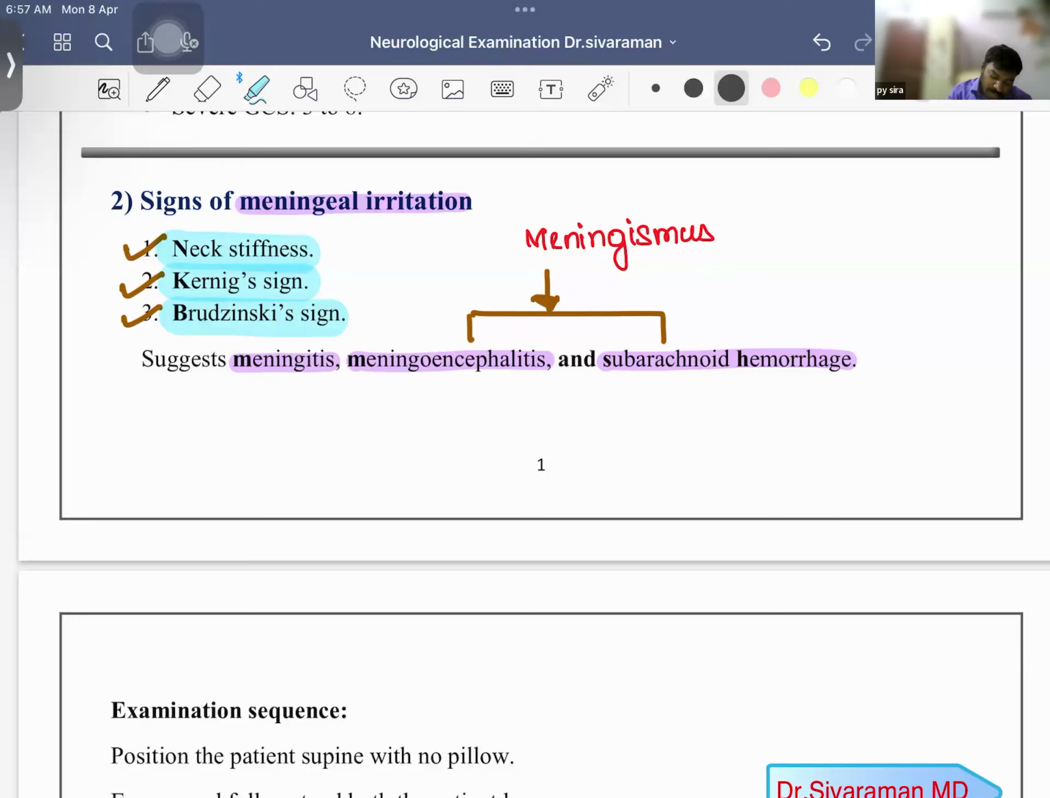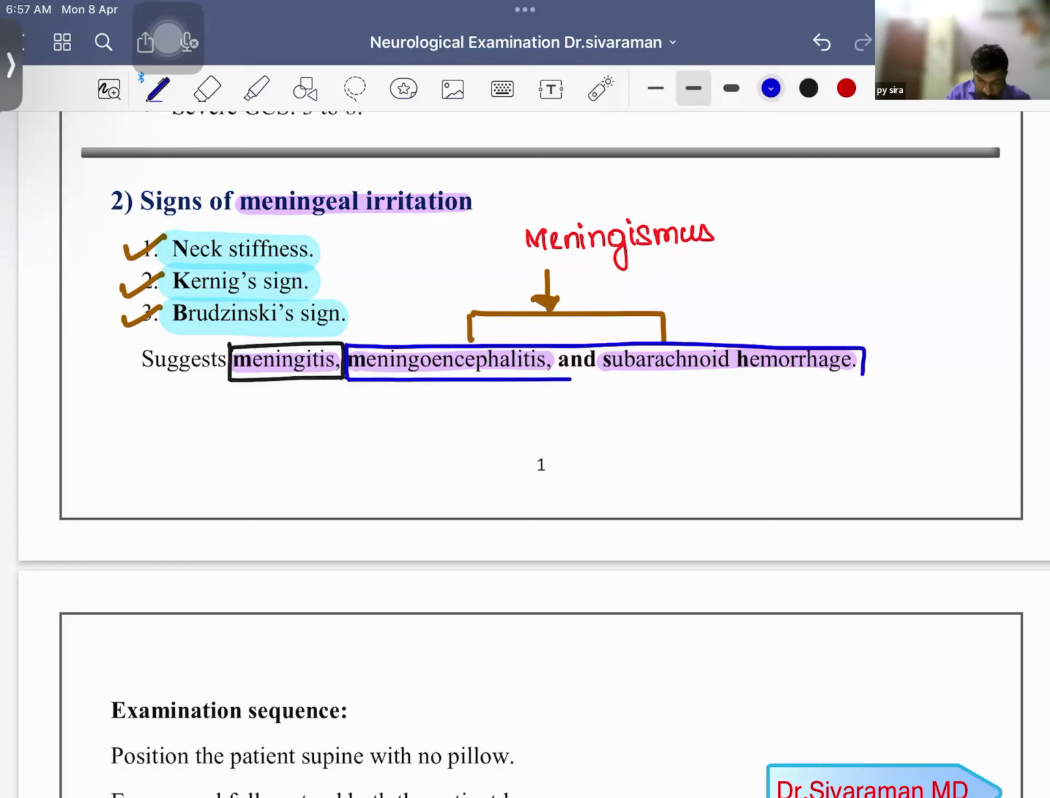So these signs are very, very important in cases of meningitis, meningoencephalitis, and subarachnoid hemorrhage. Okay: meningitis, meningoencephalitis, subarachnoid hemorrhage.